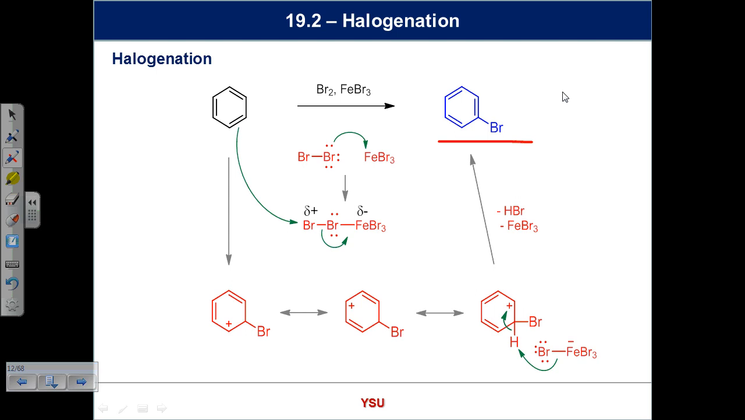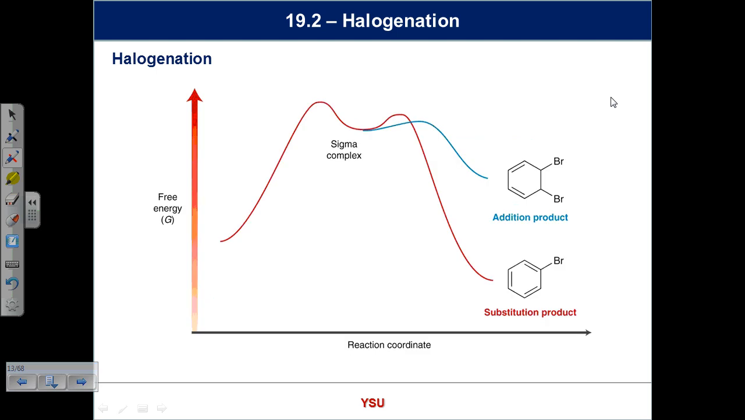Anybody want to say anything? Brianna. Is there ever a chance that the Br- could have a positive charge? Well, that's this next slide. That's exactly that. And the answer is it could. The Br- is a leaving group, so it can break back off. And if it's in equilibrium, it always goes to the more stable product. And the more stable product here, without a doubt, is the benzene ring.